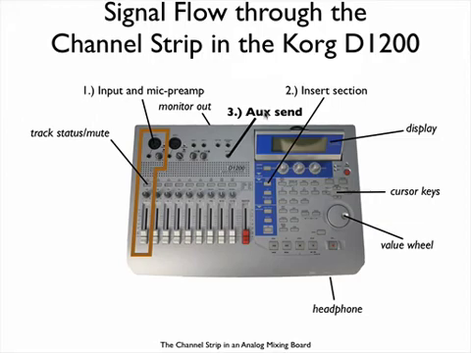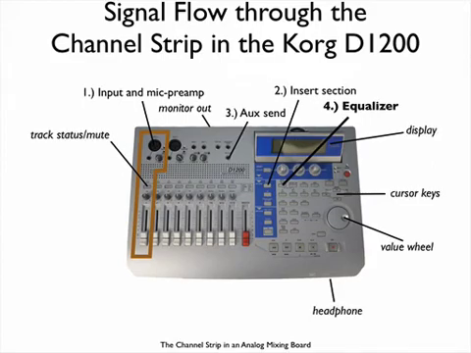The aux send on the Korg is a post-fader send, which means that it occurs after the channel's volume fader, and it allows a channel's output to be sent to an external effects processor. There is a 3-band equalizer to adjust the tone of each input channel.